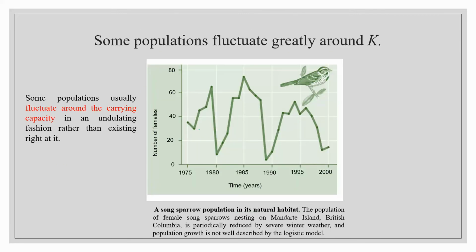Here you can see an example where the sparrow is in its natural habitat, but it is oscillating about the carrying capacity rather than completely following the logistic model. It is oscillating around the carrying capacity, and this sparrow is kept in the natural habitat. Others are seen in the lab or in some kind of test tubes.